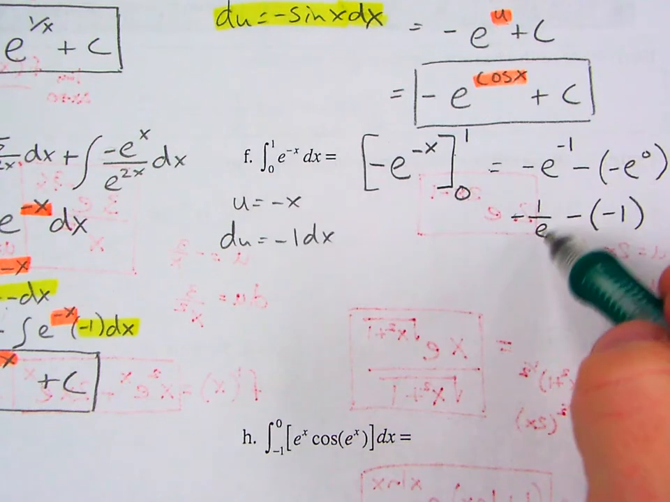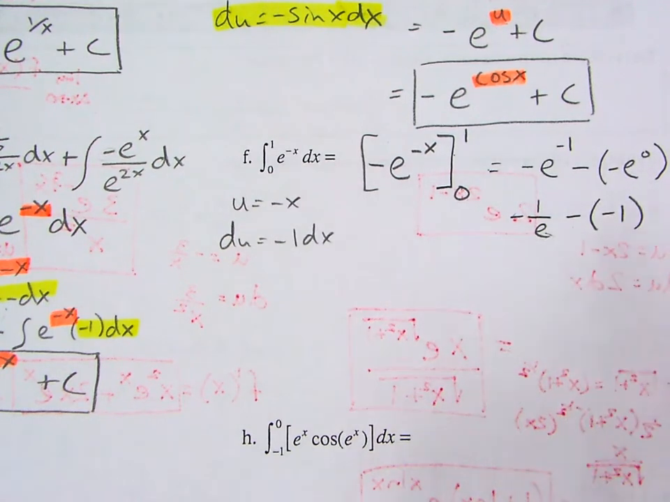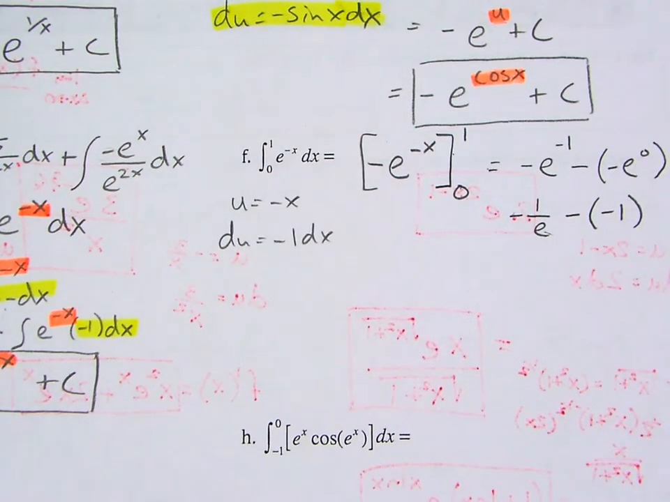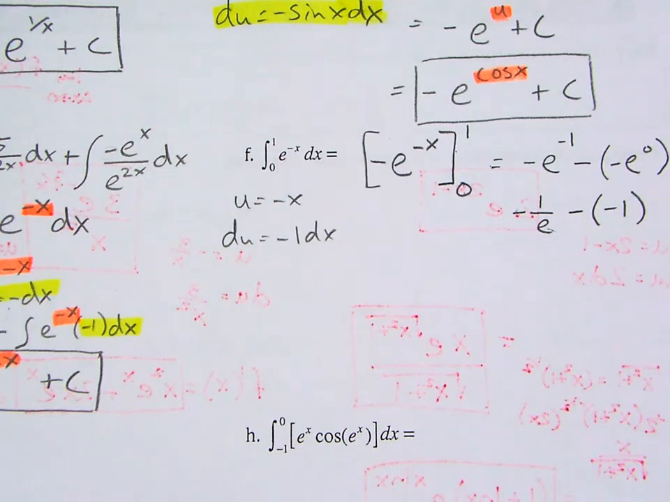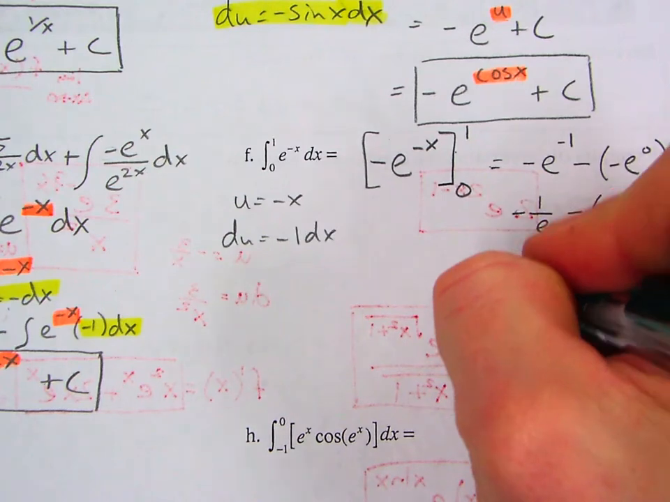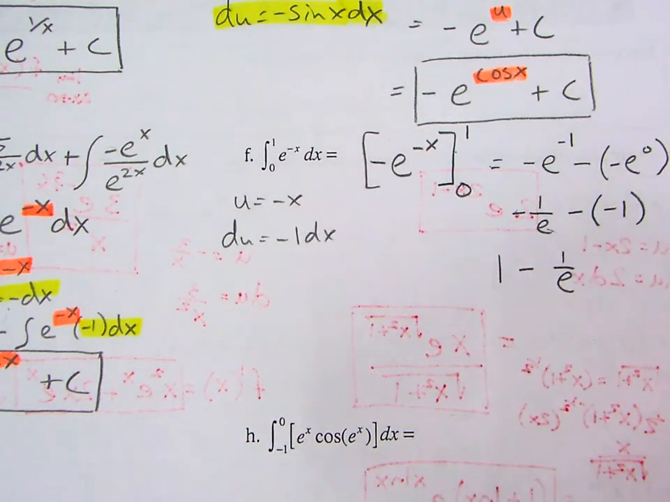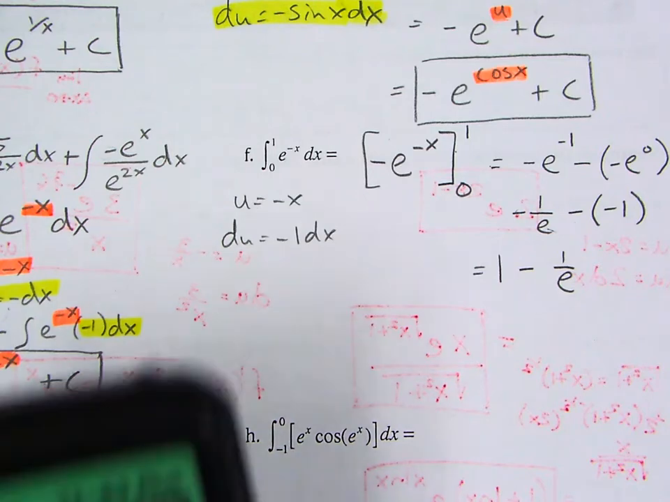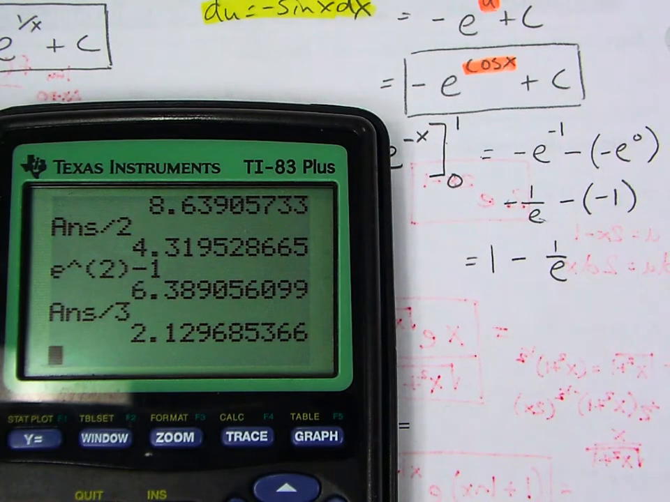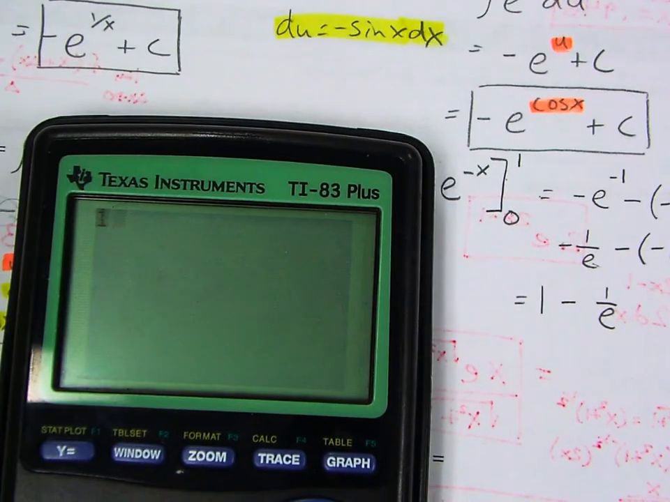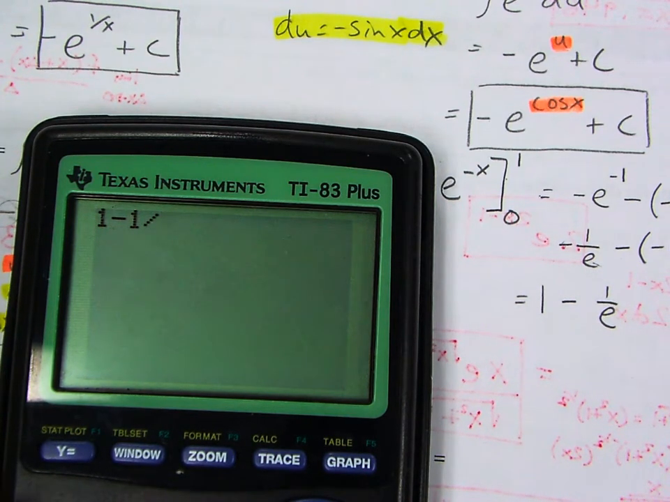Good. We'll just swing the e to the negative 1 under the denominator. We'd probably not leave it as a double negative, so it's plus a positive. Right, so we'd probably change it to 1 minus 1 over e. And we are going to get an approximation here. So 1 minus 1 divided by e.